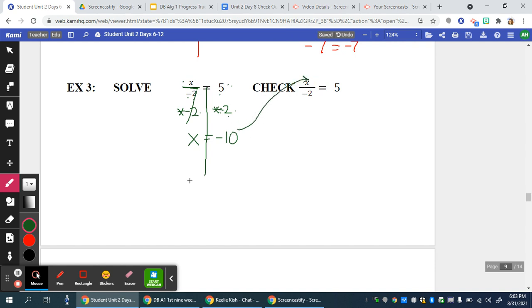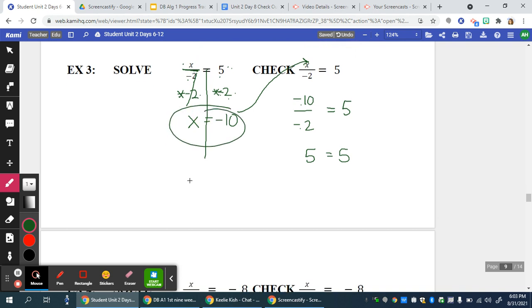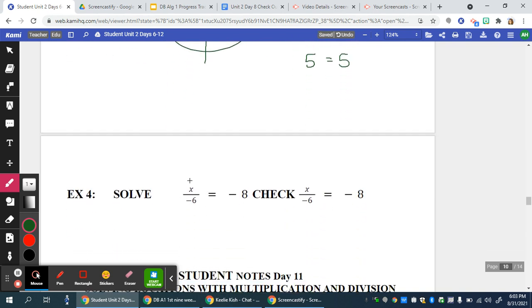And then we check. So negative 10 divided by negative 2 should be equal to 5. A negative and a negative makes a positive when we're multiplying or dividing. 10 divided by 2 is 5. Therefore, x does in fact equal negative 10.